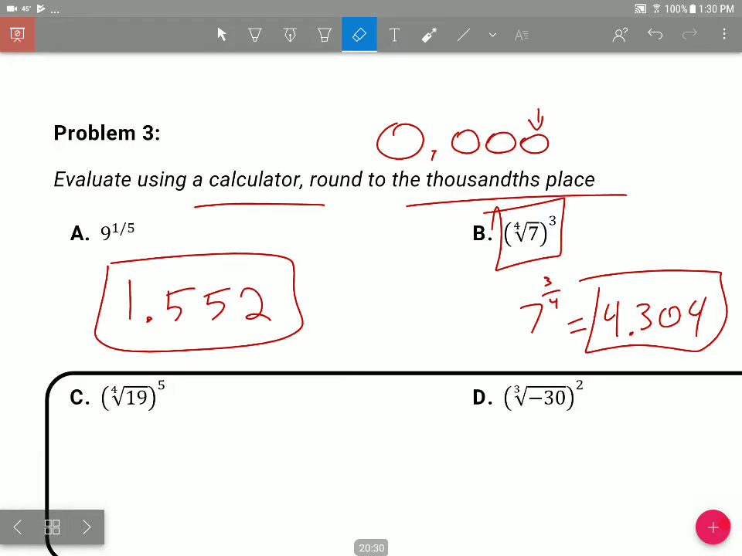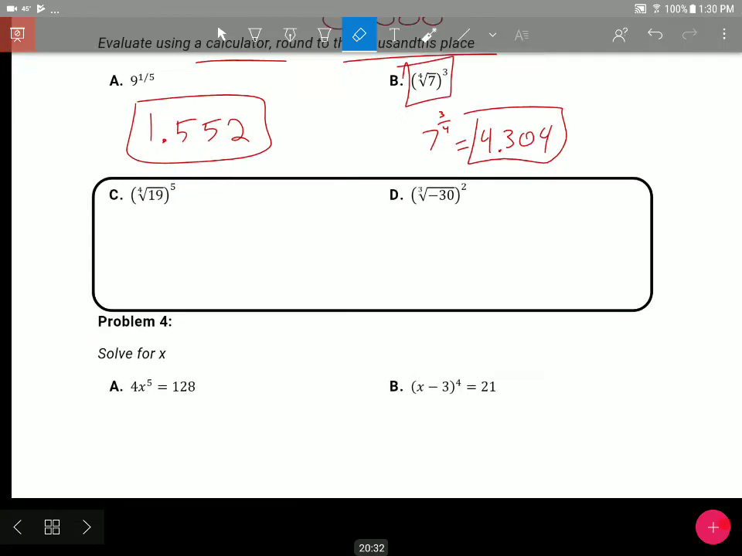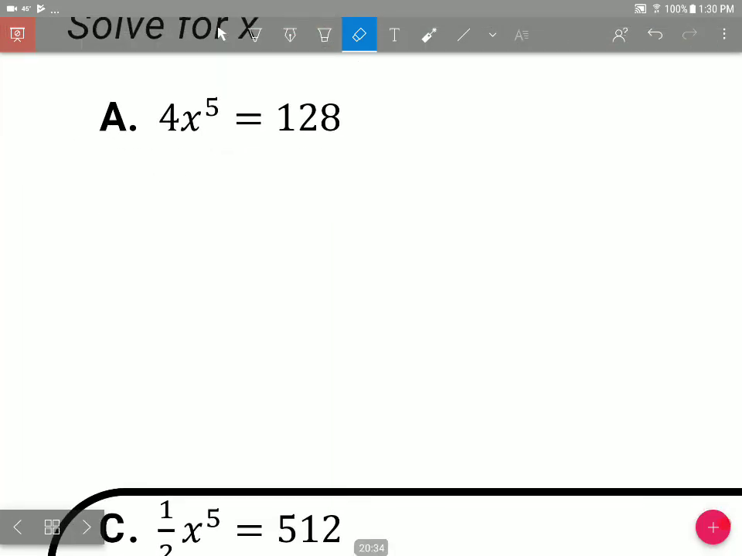All right, so let's keep going. Solve for x. Okay, you solve for this just like anything else. If this were just 4x equals 128, what would you do? Divide by 4, just like you do. So what's 128 divided by 4? 32. All right.